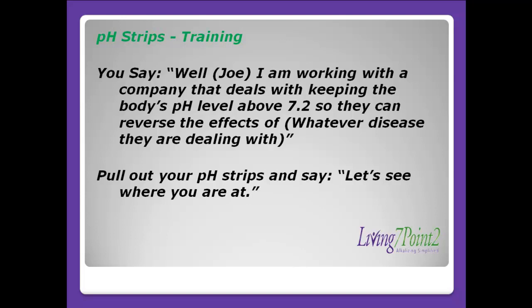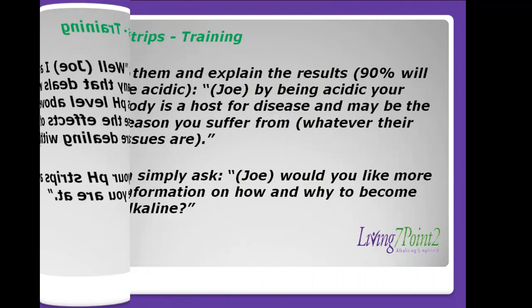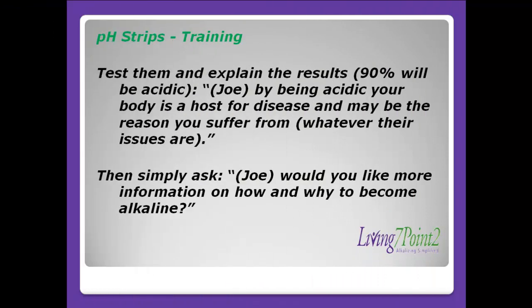Pull out your pH strips and say, "Let's see where you are at." Test them and explain the results. 90% of the people you test will be acidic. Here's what you say: "Joe, by being acidic, your body is a host for disease and may be the reason you suffer from," again, whatever situation, whatever disease, whatever condition that they were suffering from or you were talking about.